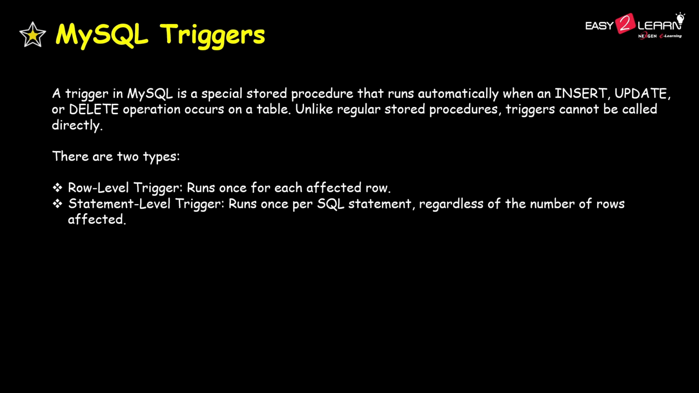There are two types of triggers. One is the row level trigger and the other is the statement level trigger. The row level trigger runs once for each affected row, whereas the statement level trigger runs once per SQL statement regardless of the number of rows affected. We'll see more detail on the different types of triggers in the coming videos.